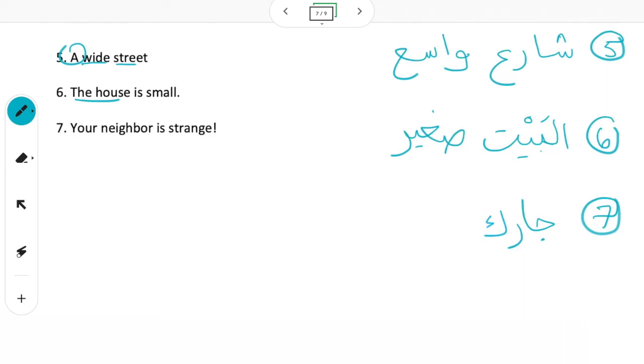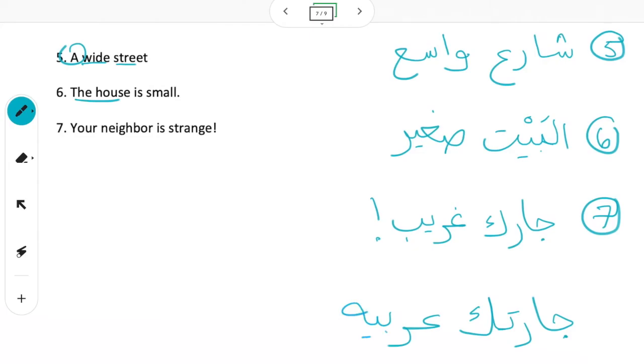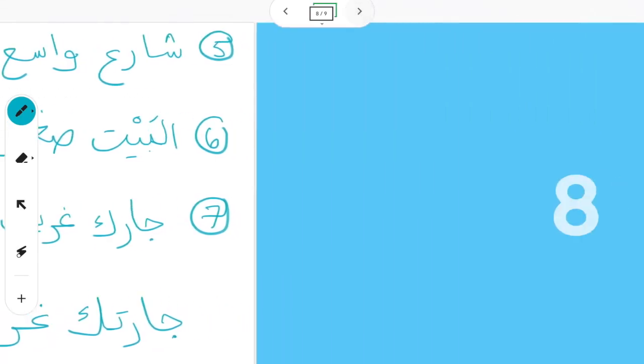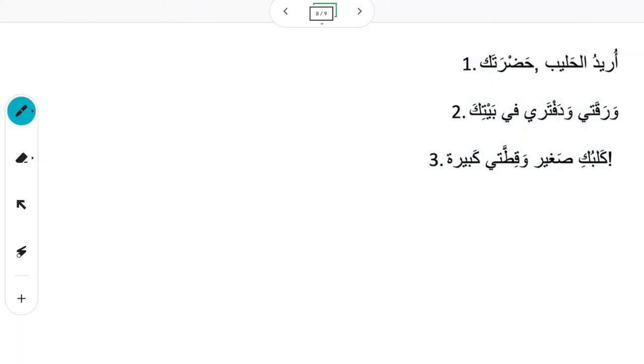Your neighbor is strange. We have jar, and then we add the kaf. Jaruka or jarak is strange. غريب. And if you wanted to make the neighbor feminine, you have jara, right? Like this, ta marbuta. So open it so it looks like a regular ta, so you can attach that kaf. Jaratak. And because this is feminine, you have to add the feminine marker, غريبة.